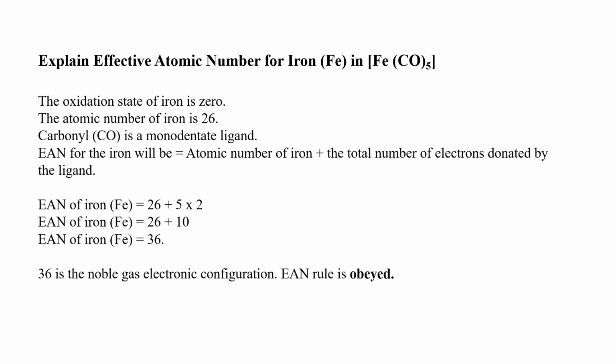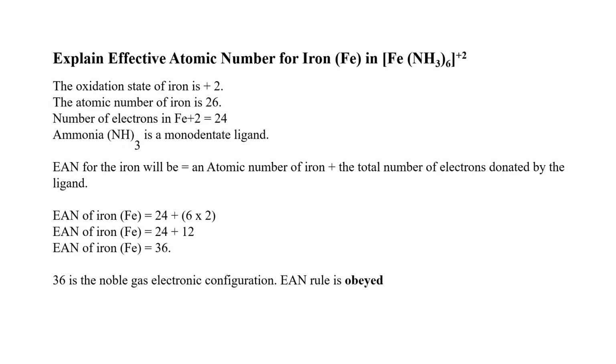If you look at the periodic table, 36 is the atomic number of the noble gas krypton, which is there at the end of the 3d series, the last element of the 3d series, right? So that means in iron pentacarbonyl, iron has an effective atomic number of 36. So we can say this particular carbonyl obeys the effective atomic number rule.